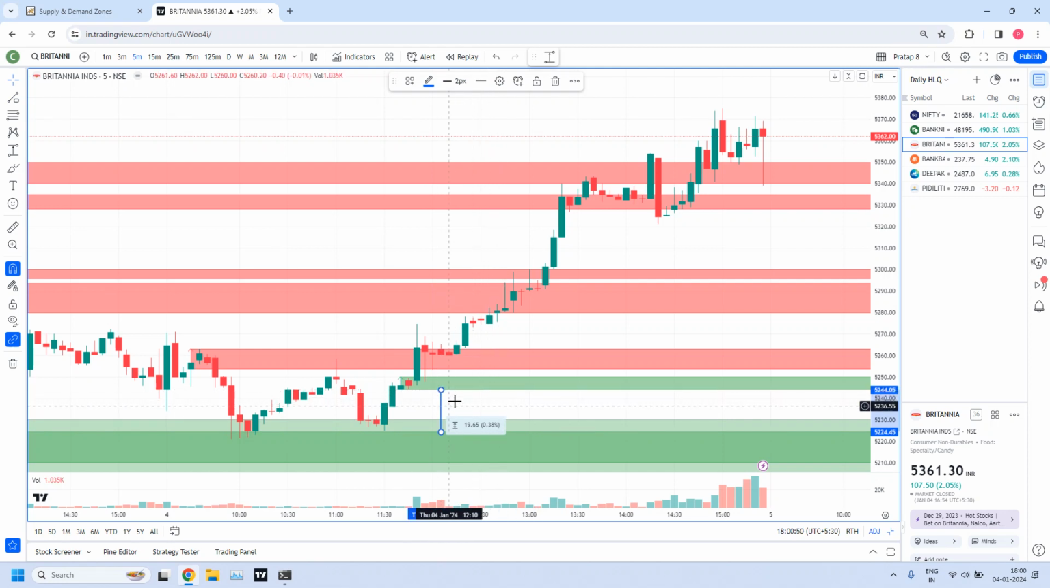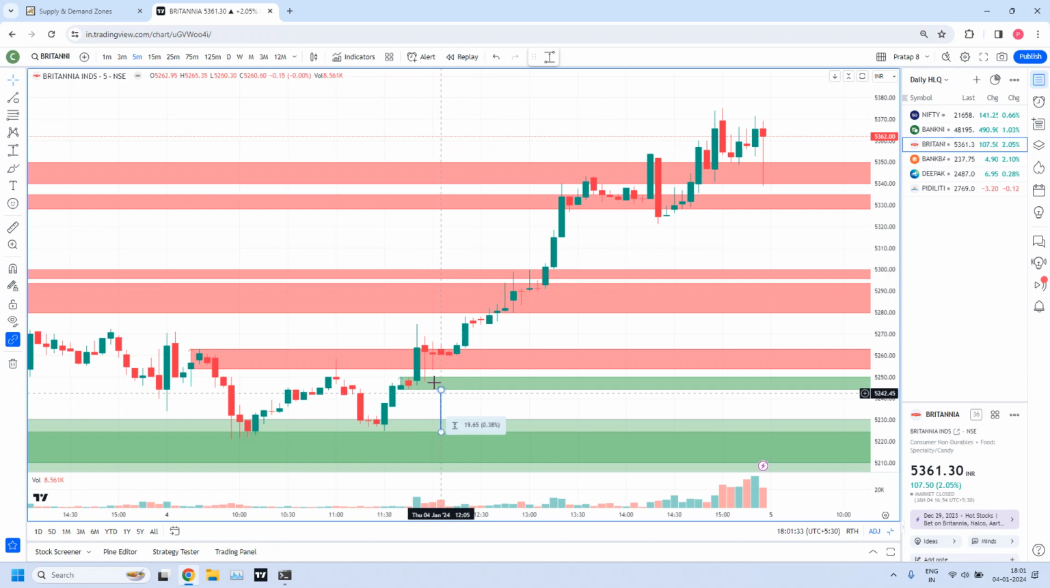This is 19.65. What is your actual profit? It's supposed to be this one. You would have got 29.65 rupees per one share as your profit. Instead of 29.65, your profit margin is reduced to 19.65. So, say close to 20 rupees profit. That means almost 9 rupees, or close to 10 rupees profit, you would have lost if this demand zone is violated.